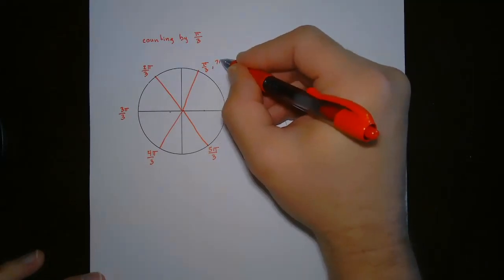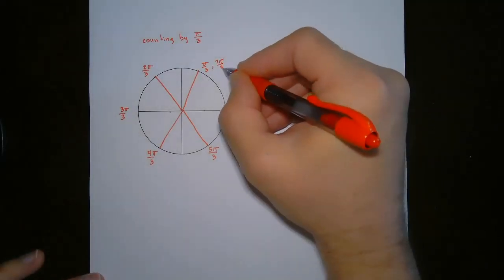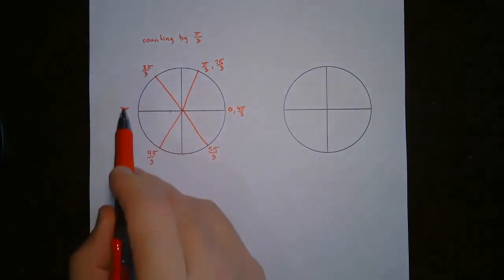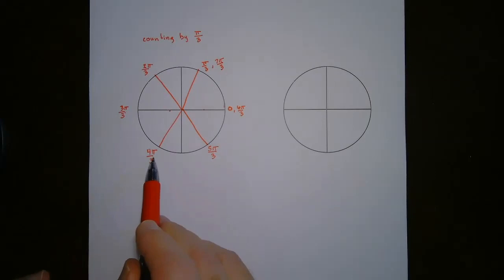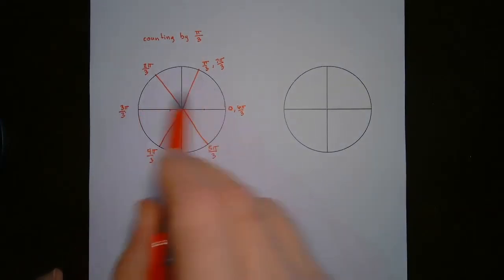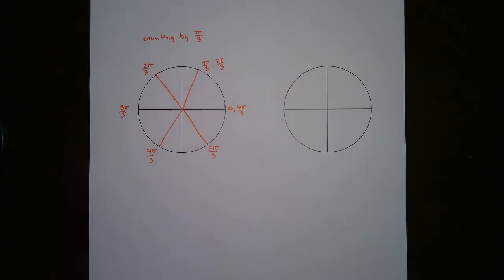So you could keep rotating more than one rotation around. We could keep going around and around. Then this would be 8 pi over 3, 9 pi over 3, 10 pi over 3, 11 pi over 3, 12 pi over 3, and you could just keep going around and around and around.